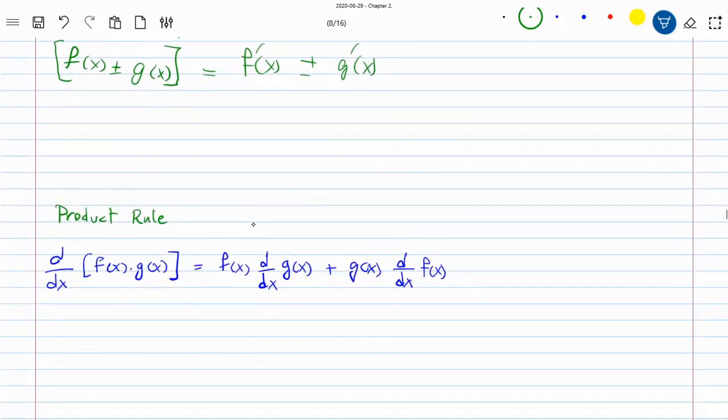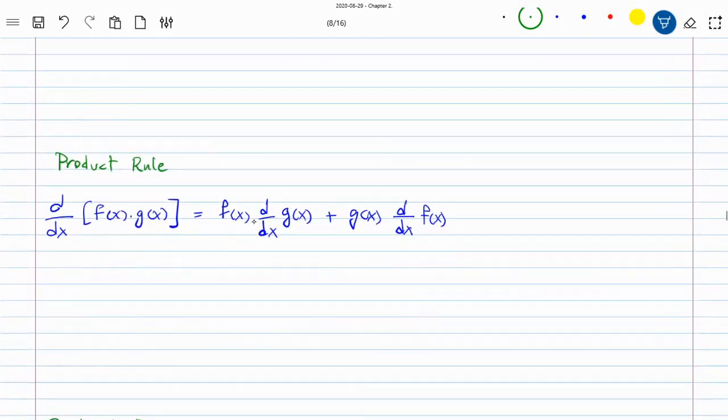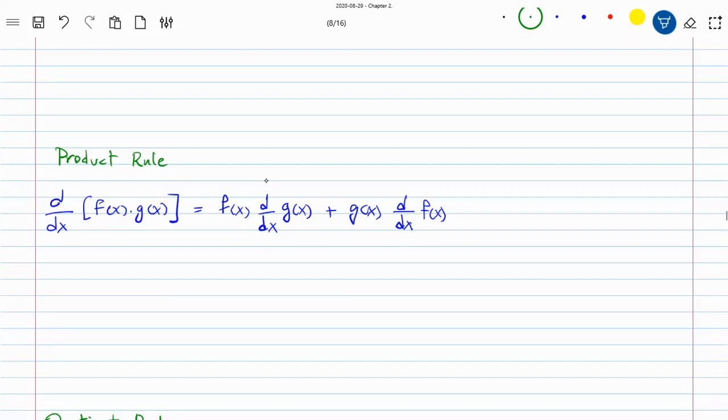It's nothing different. The product rule is one of the important rules, product and quotient rule. The product rule is kind of tricky. You have to be careful. This notation is kind of confusing. There are too many d over dx. So here is an easier way to see it.